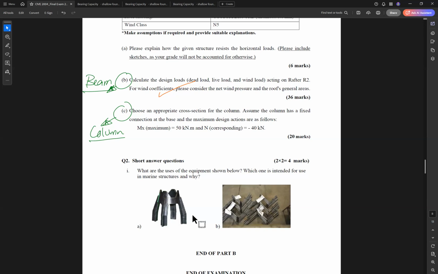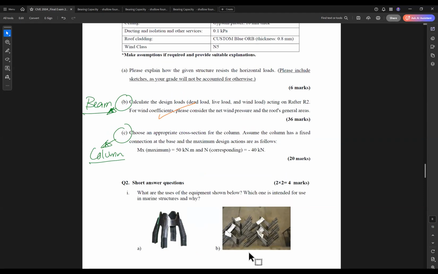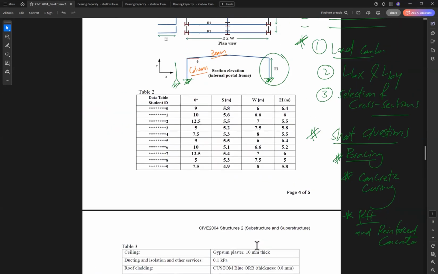So you said the short questions were bracing, what was the other one? Yeah, bracing and curing of concrete. You can find them in the previous years. So this will not be the weight of the test. The weight of the test will be on the calculations of beams and columns. The summary I give you here, this part here.